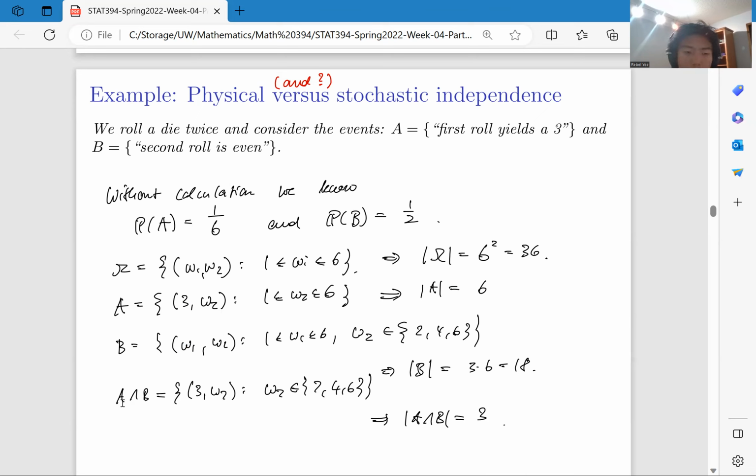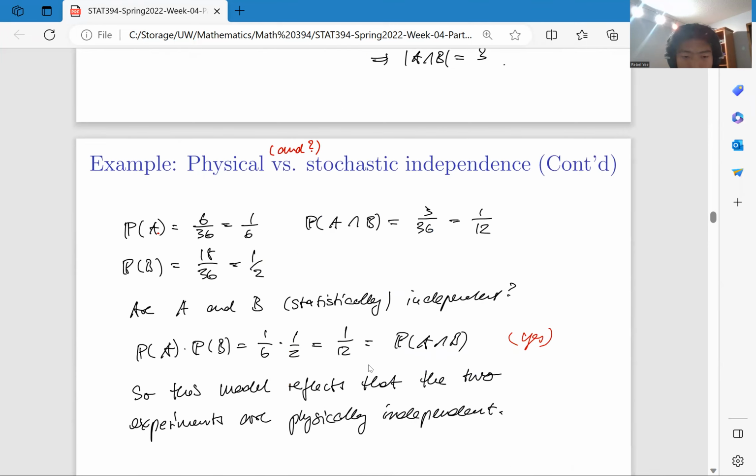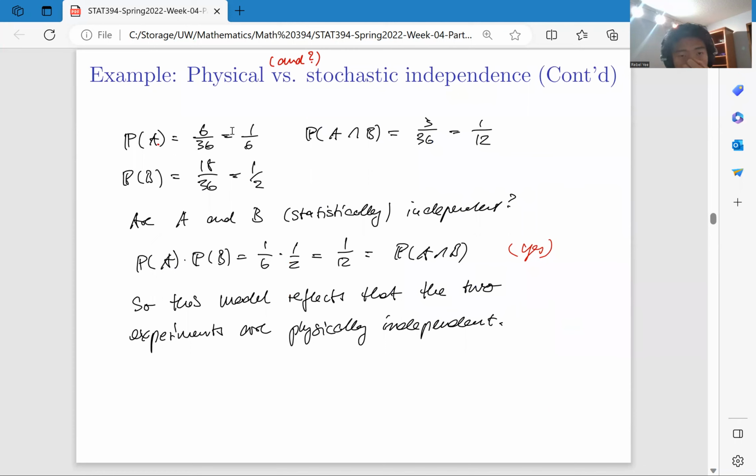However, when we deal with A intersection B, the first roll is a 3 and the second roll is even. So both of the two are limited: the first must be 3, and the second roll must be 2, 4, or 6. So there are only 3 possible cases. Then we find that P(A) is 1/6, P(B) is 18 divided by 36, which is 1/2, and P(A intersection B) is 3 divided by 36, which is 1/12.